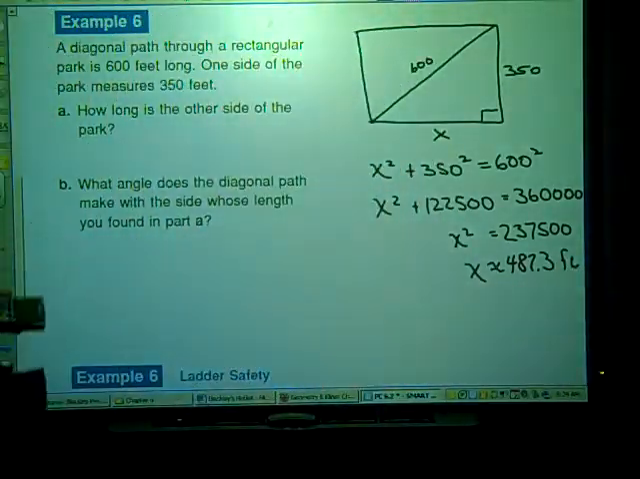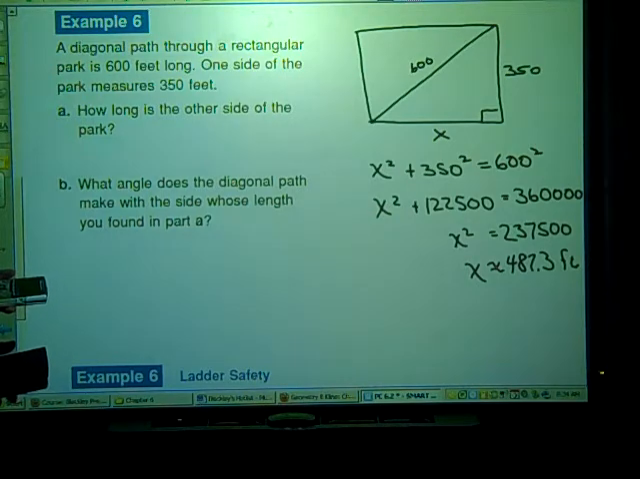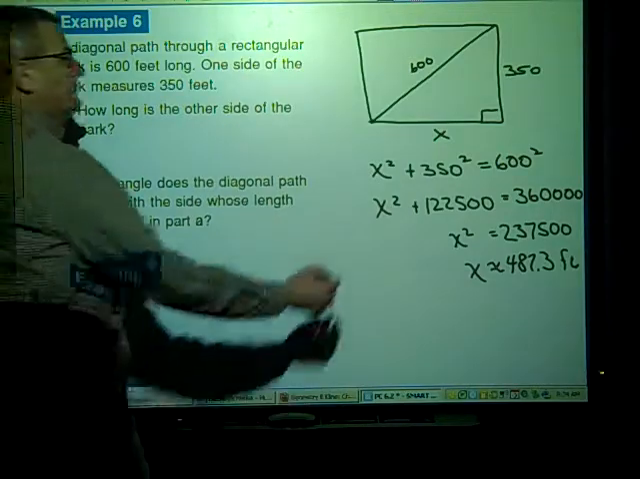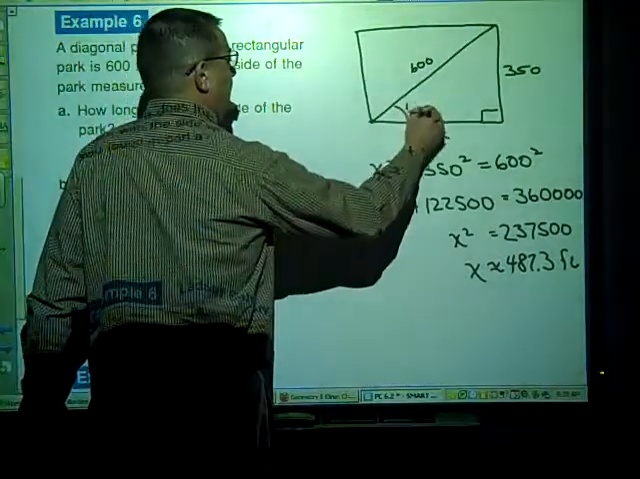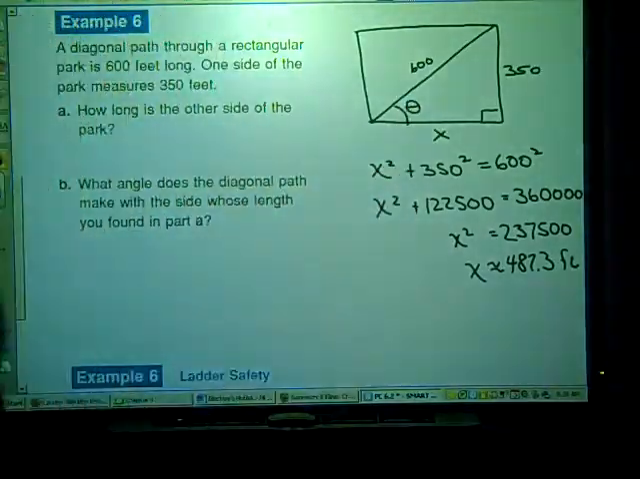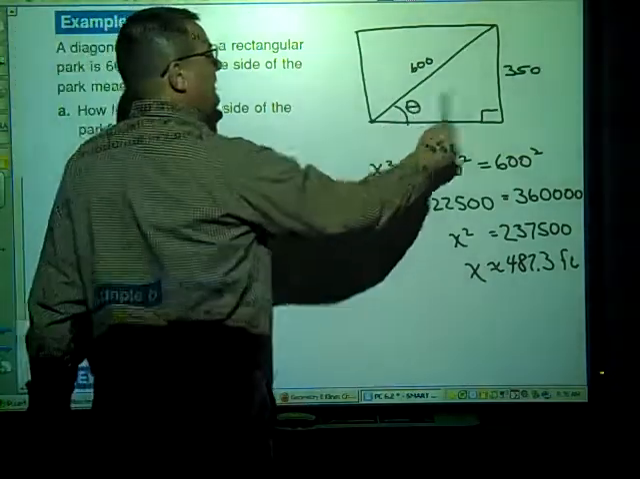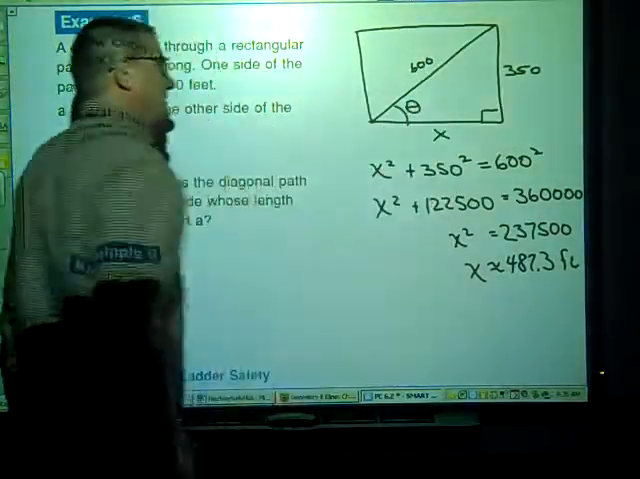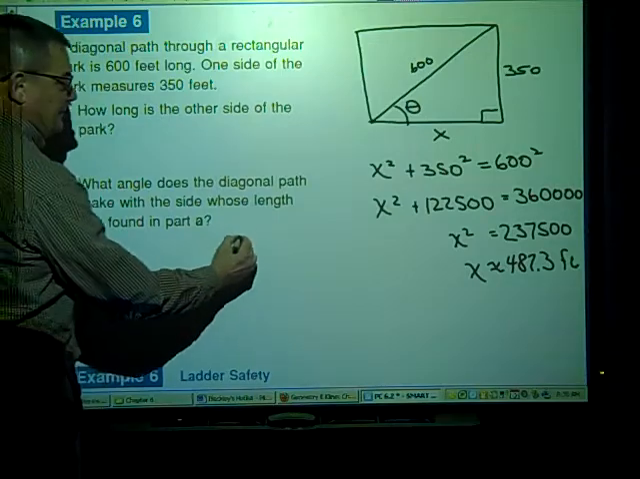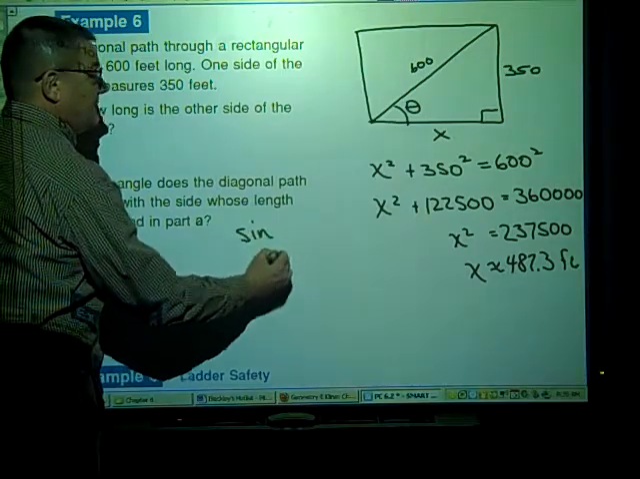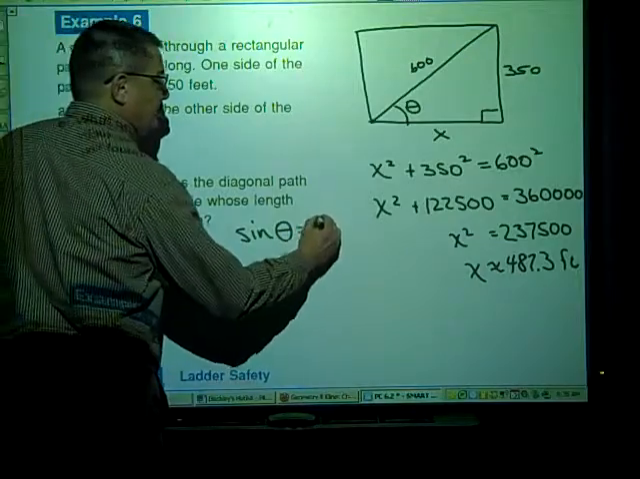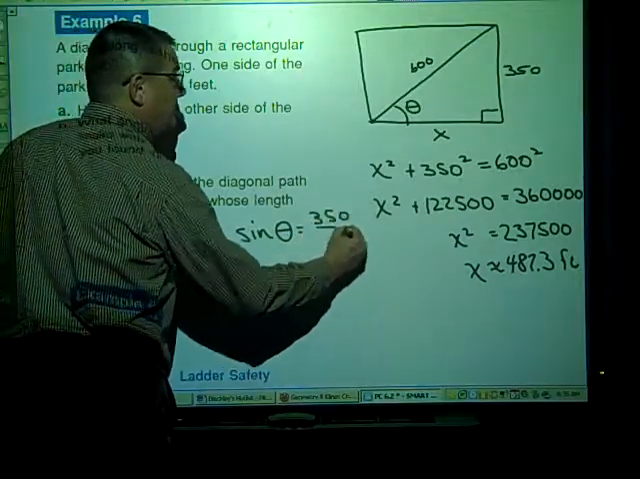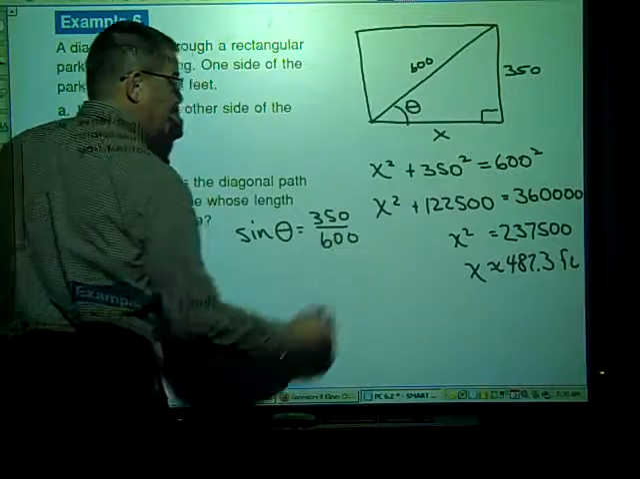But there's a part B. What angle does the diagonal path make with the side whose length you found in part A? So we're trying to find this angle. We'll call it theta. And we know the opposite leg and the hypotenuse. So we're going to use the sine ratio. So the sine of whatever angle theta is has to equal the ratio of 350 to 600.